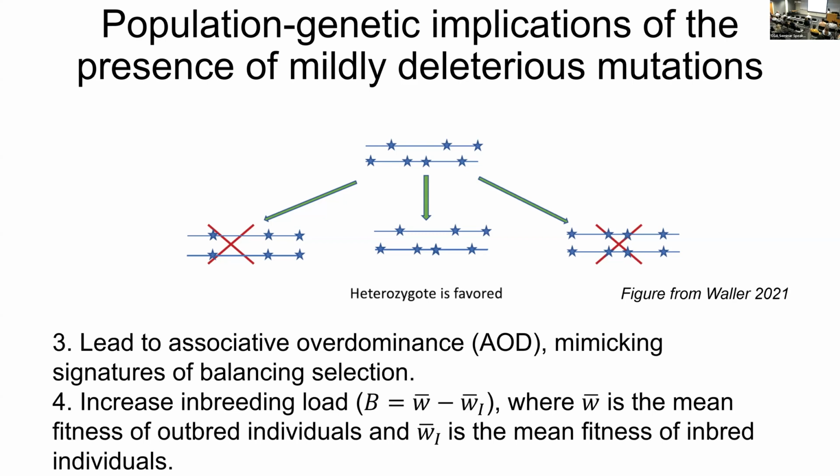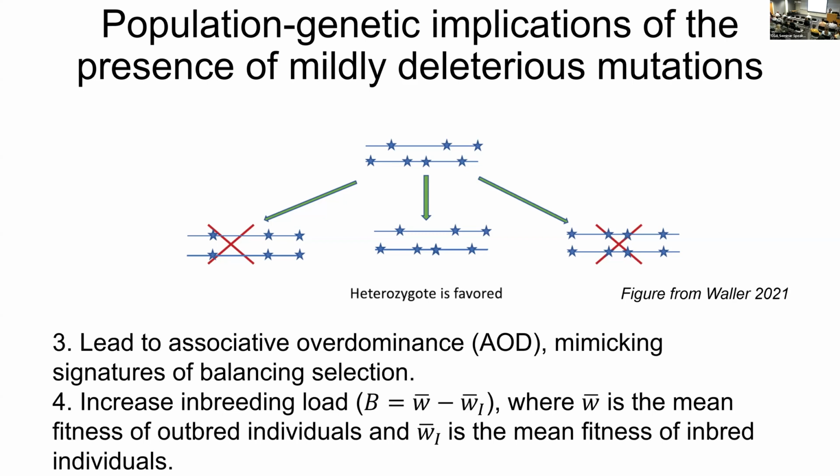The last part is that they can increase inbreeding load in the population. So what is the inbreeding load? It's like asking, when deleterious mutations increase in frequency, what would be the load if there were inbred individuals in the population? It's calculated as the mean fitness in the population subtracted from the mean fitness of inbred individuals in the population. These mildly deleterious mutations can also increase inbreeding load.